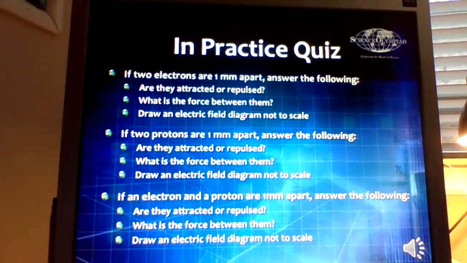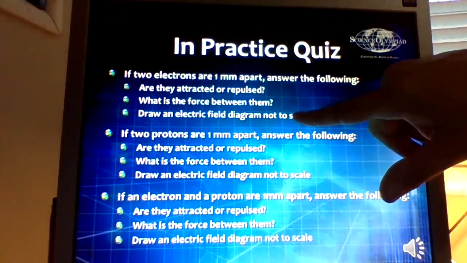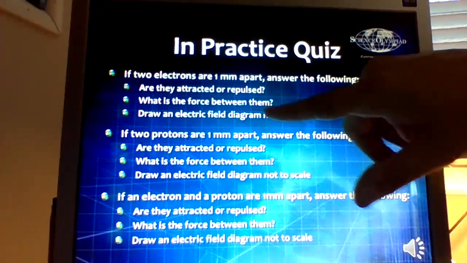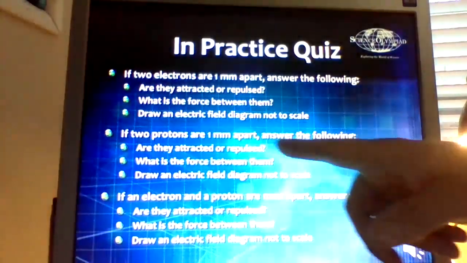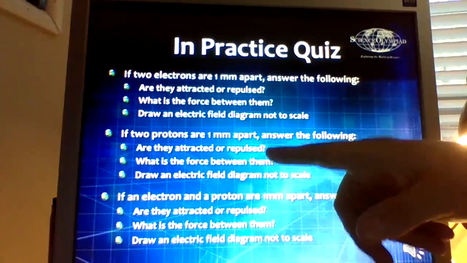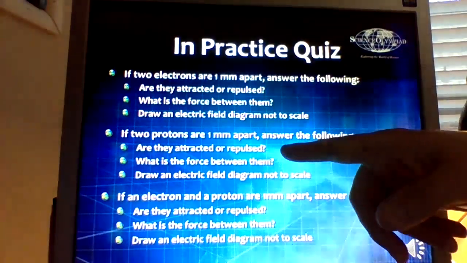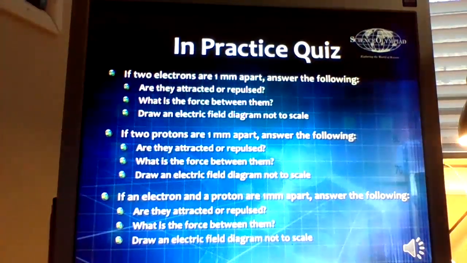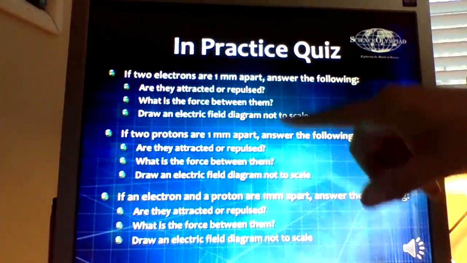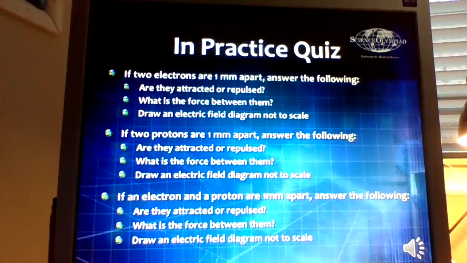And if we were to draw the electric field lines, since they're both negative, all the lines would be coming into both of them, and there would be no lines in between them. The two protons are the same thing. They're repulsed because there are two positives, except now they're two suns that are both putting out rays. The force is exactly the same, which is very small. And then we could draw the electric diagram.